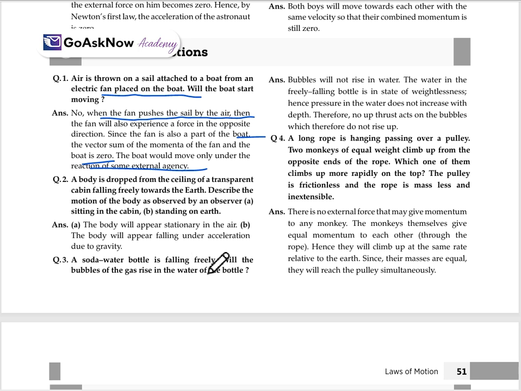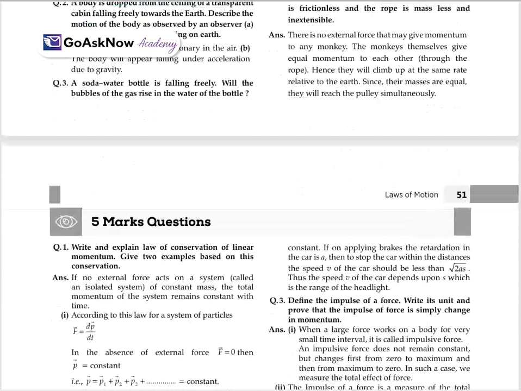A soda water bottle is falling freely, with bubbles of gas in the water. Will the bubbles of gas rise in the water of the bottle? No, the bubbles will not rise in the water. The water in the freely falling bottle is in a state of weightlessness. Okay, no weight will be there. Hence the pressure in the water does not increase with depth, therefore there is no upthrust on the bubble, which therefore does not rise up. This is the reason.